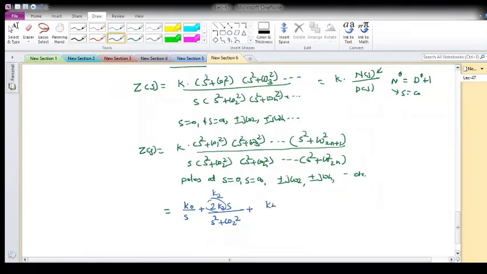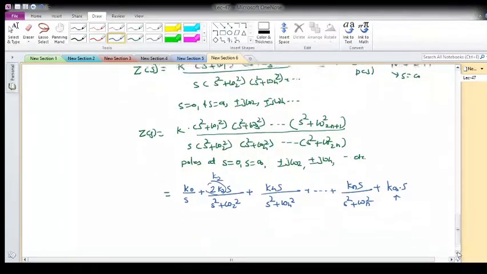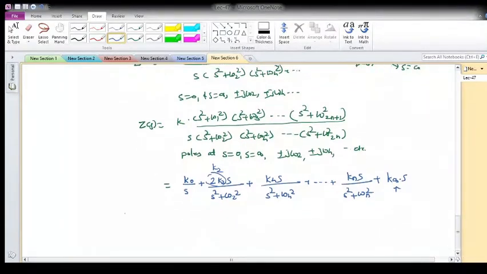Then this is k4 s over s square plus omega 4 square, plus say kn s over s square plus omega n square, plus k infinity into s, that will be the pole at infinity. Okay, so we can write it this way. Now after that, find out the residues.